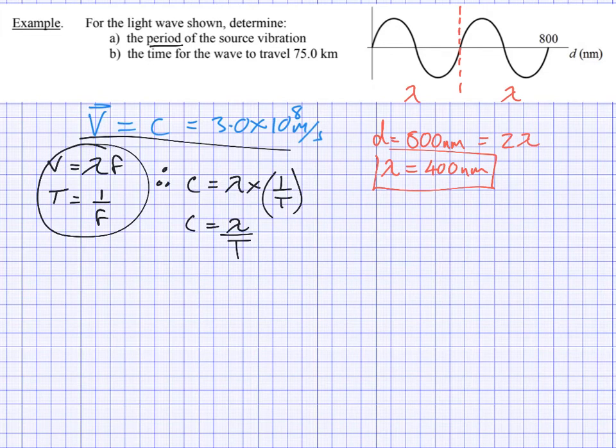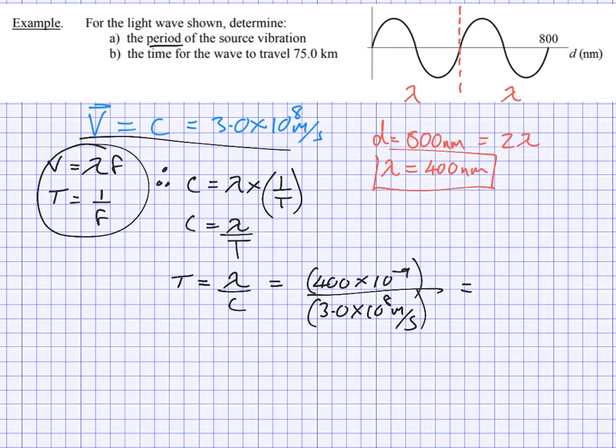From here it's pretty straightforward. I'm just going to rearrange this to solve for the period. So period is wavelength over the speed of light, and if I go ahead and put the values in, I've got 400 nanometers, and nano is times 10 to the negative 9, a billionth, over the speed of light, which is 3.0 times 10 to the 8 meters per second. Speed of light in a vacuum, or in the air, which we're assuming is the case here. And that's going to give us our period.